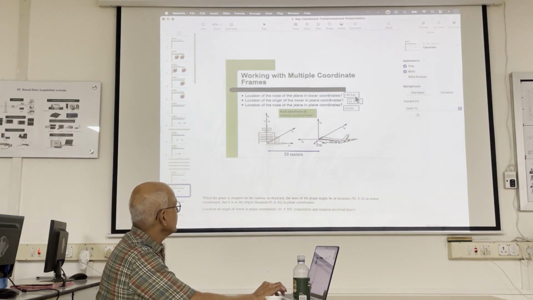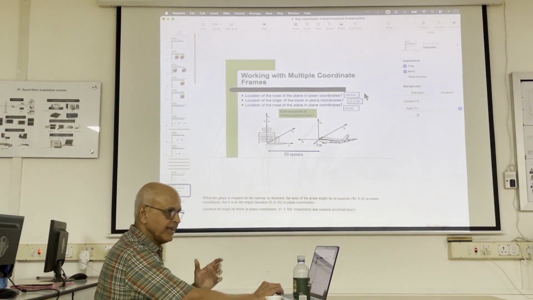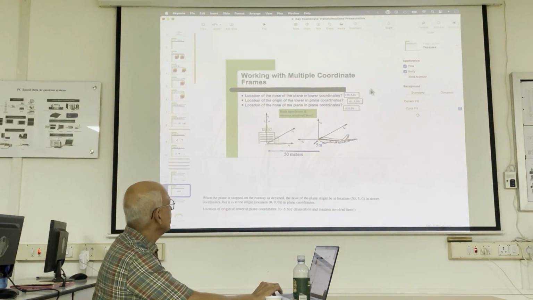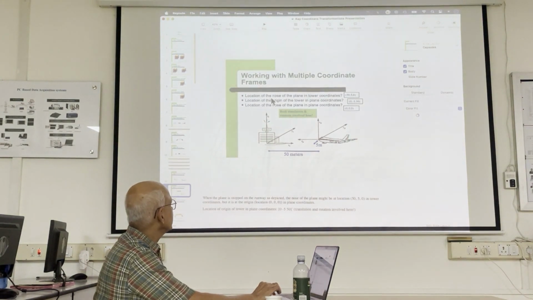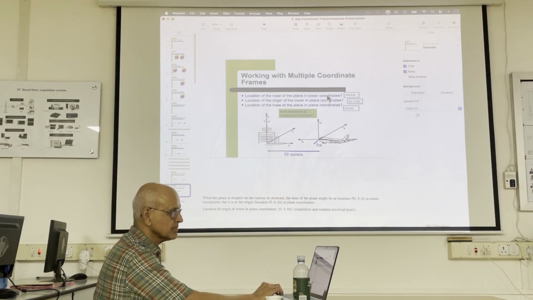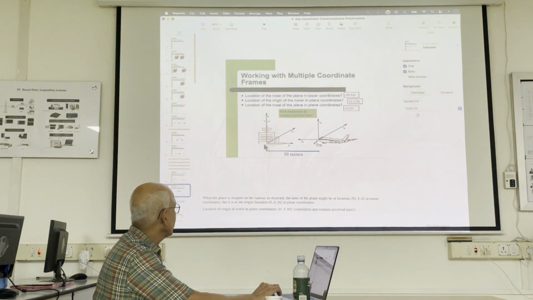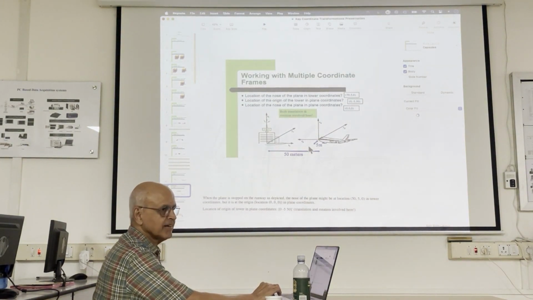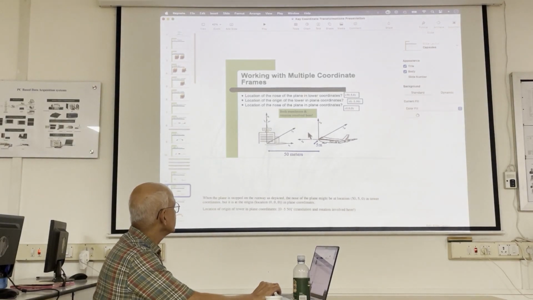So, can you solve this mentally or maybe with pencil and paper? What is the location of the nose of the plane, the nose of the plane in tower coordinates? So along X it's 50. Along Y it is 5, and along Z it's 0.